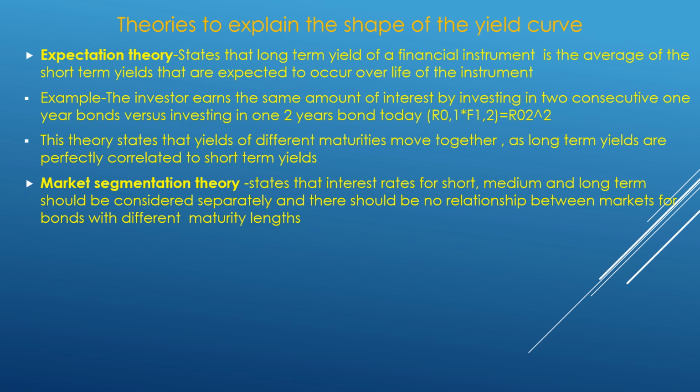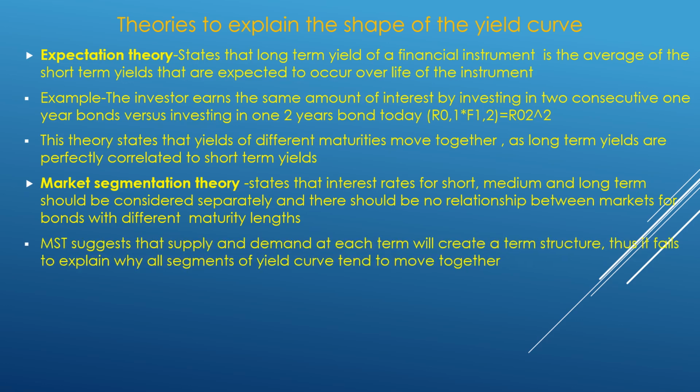Market segmentation theory states that interest rates for short-term, medium and long-term should be considered separately, and there should be no relationship for the market for bonds with different maturity lengths. Market segmentation theory suggests that supply and demand at each term will create a term structure. Thus, it fails to explain why all segments of the yield curve tend to move together.